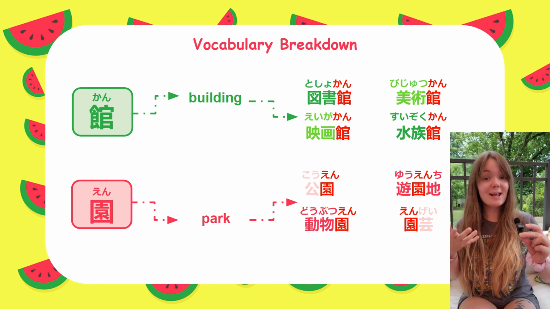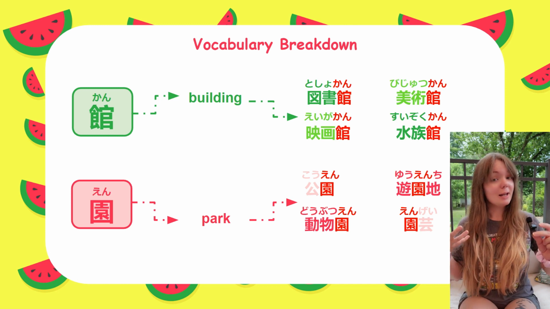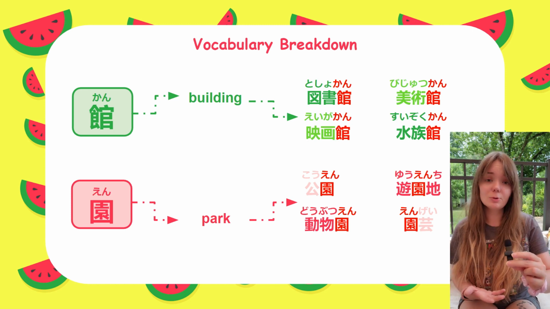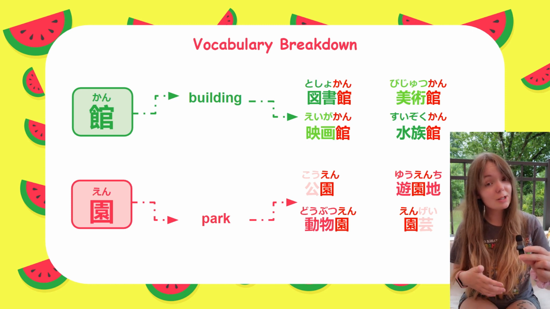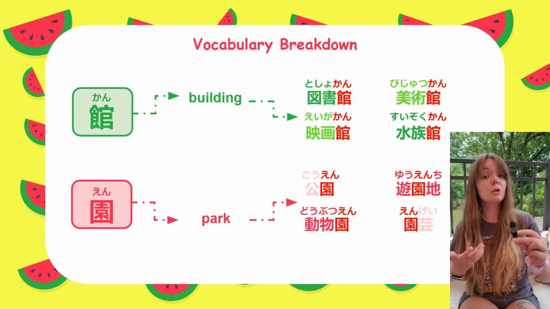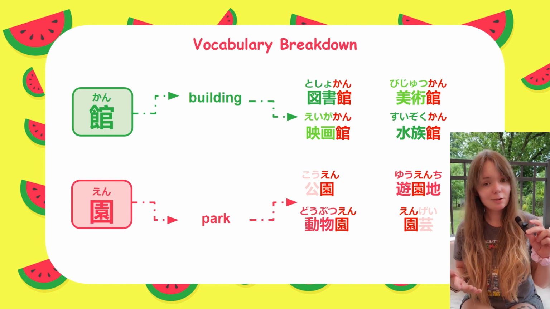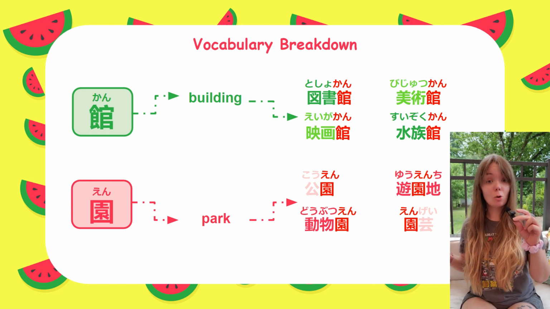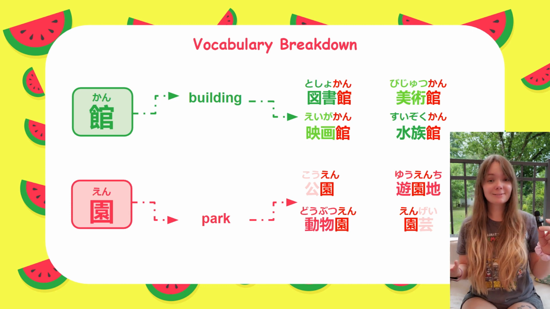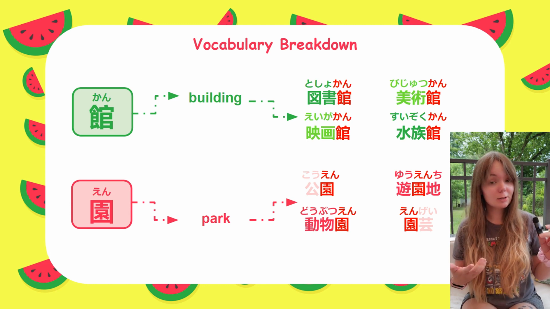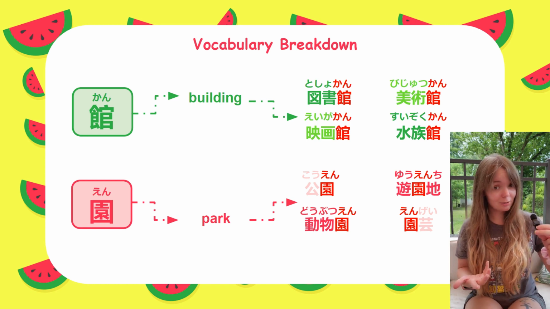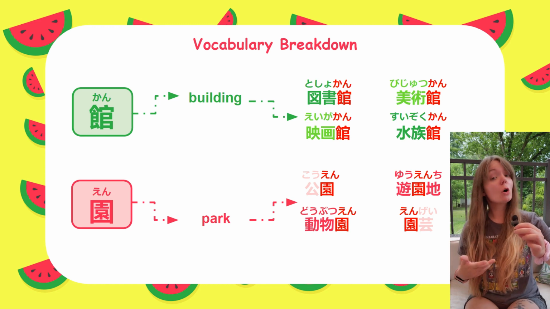Same exact thing with えいがかん. 映画 means movie, kan means building, and えいがかん is a movie building. I included 2 other words just for examples. First up, we have 美術館, which means art museum. Then we have 水族館, which is an aquarium. Then we have the kanji en, which means park. You can find it in the word 公園, which is park. You can also find it in 動物園, which means zoo. 遊園地 is an amusement park. And finally, enge is a garden.